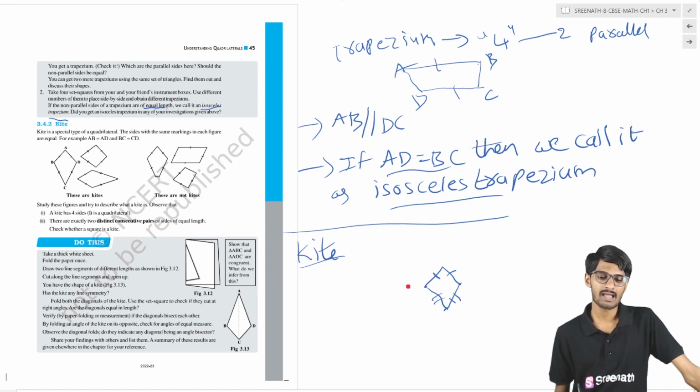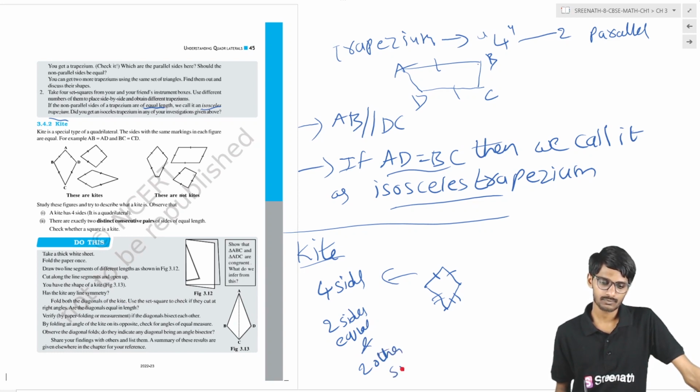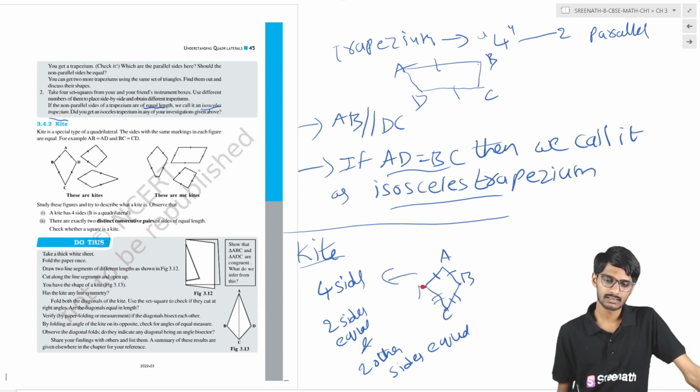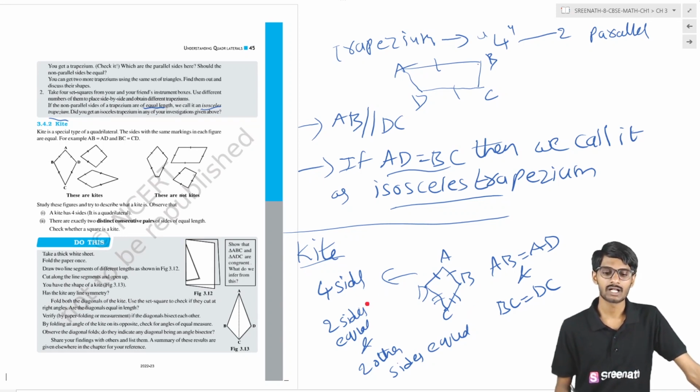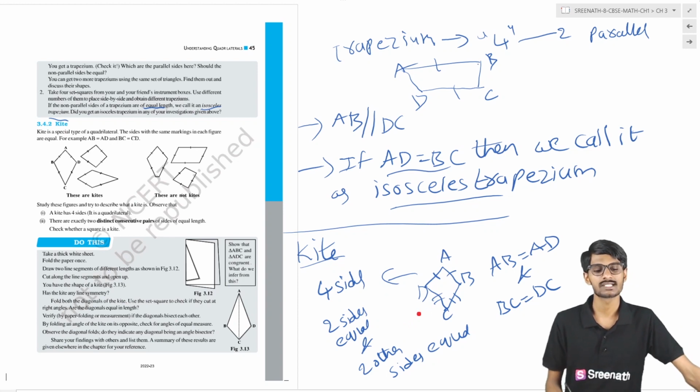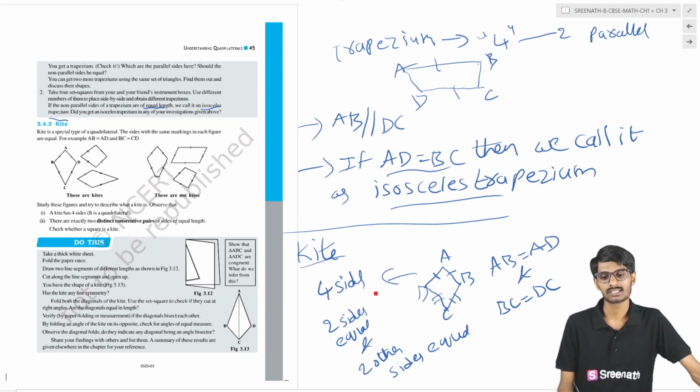So in the kite it is having 4 sides, 2 sides equal, and 2 other sides equal. So if you take it as ABCD, then AB is equal to AD and BC equal to DC. Okay, students, this is the thing. So it is having 4 sides, and out of which 2 sides are equal and another 2 sides are equal. So we call it as the kite, students.